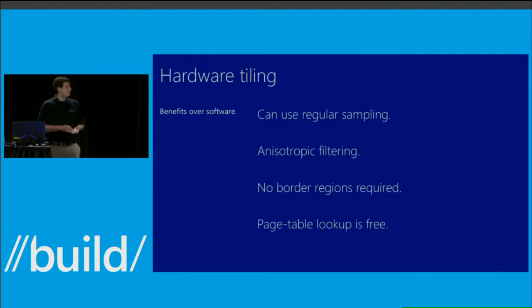So a quick overview of hardware tiling versus software tiling is that you can use regular sampling. You get anisotropic filtering for free. You don't have to have border regions. And because the page table is in hardware, you don't have to have an indirection texture to look up data first.